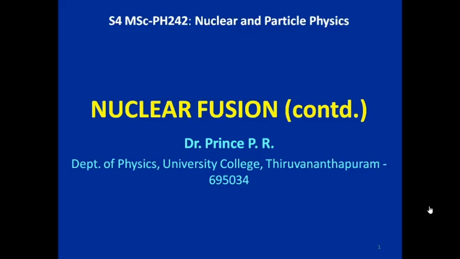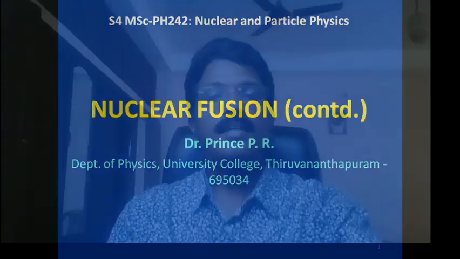In this class, we will be dealing with the second part of nuclear fusion. We have already seen what nuclear fusion is. It is a process of combination of two lighter nuclei to produce a heavy nucleus. In the process, a large amount of energy is also released.